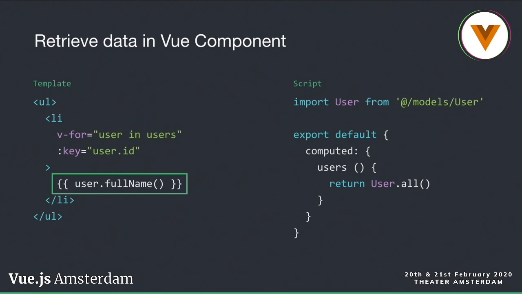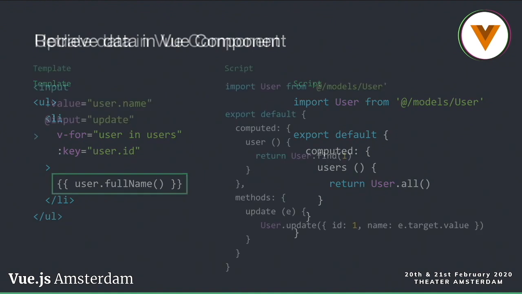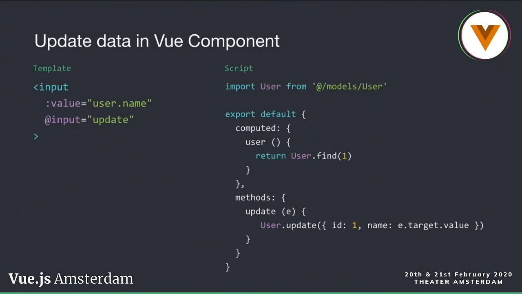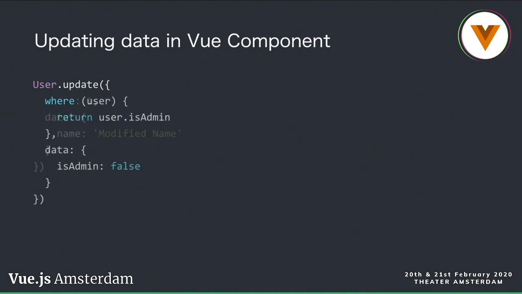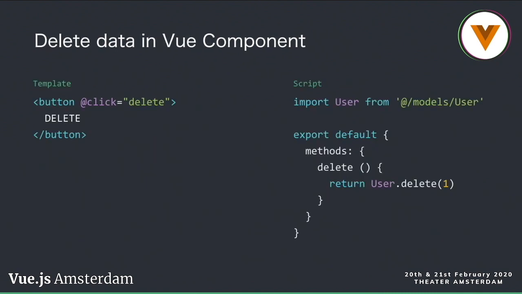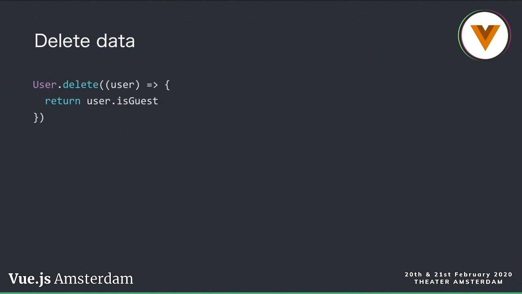You can write all the business logic in the model, and you can even call an API and stuff. And also, updating the data in the Vue component works pretty much the same as insert. You just call user.update. And there are many syntaxes to update a model. You can pass where and data. You can also pass a closure to update many records at once. And also deleting in the Vue component is the same. So you just call user.delete and it's going to be deleted. And it can take a closure too, so you can delete many records at once.